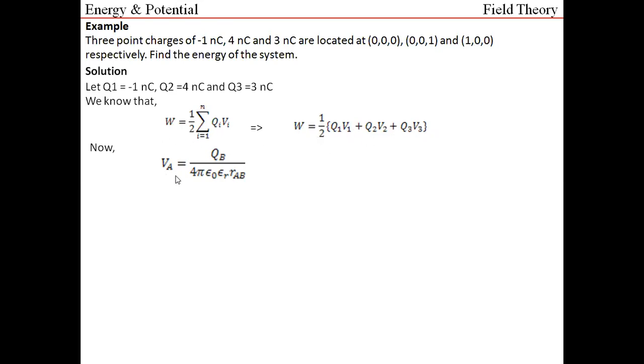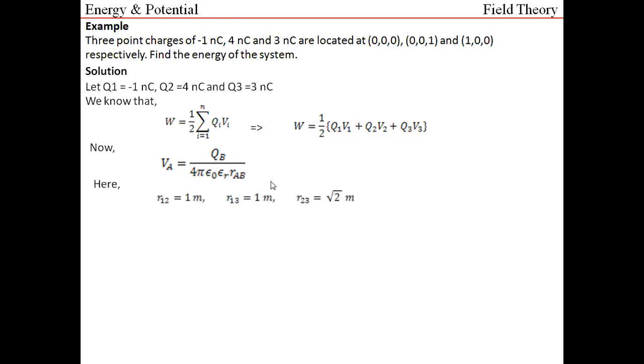So what is the relation of potential because of a point charge? The potential because of a point charge, for example, potential at point A because of charge at point B having the value QB, is given as QB upon 4 pi epsilon 0 epsilon r RAB, where RAB represents the distance between point A and point B. Point A is the point where I am trying to find the potential, and point B is the point where the charge is located.